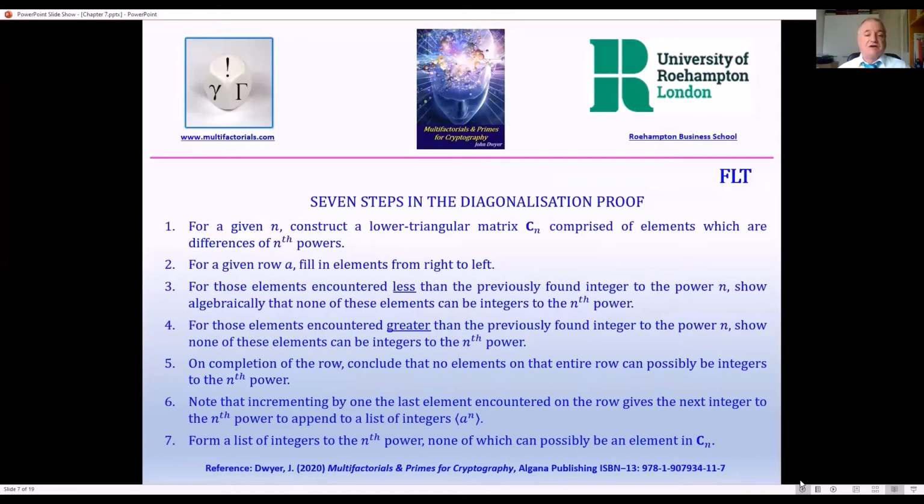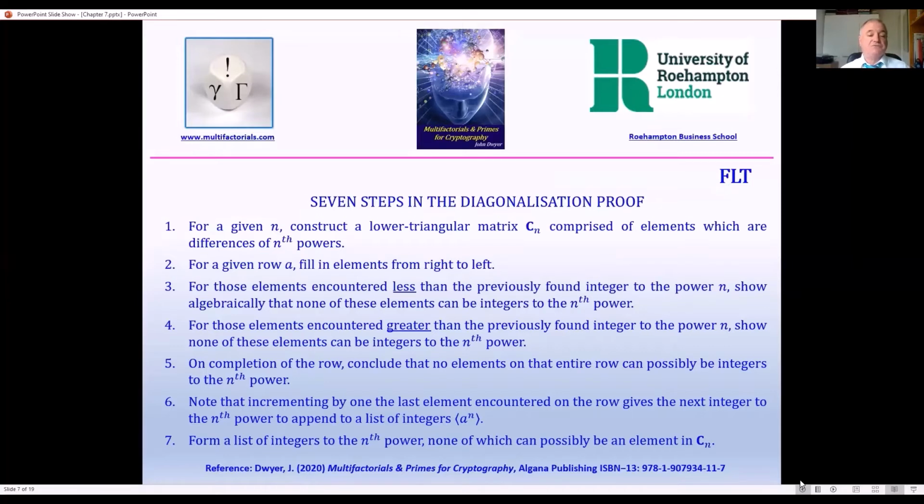7 steps to the matrix diagonalisation proof. First of all, we construct, for a given n, a lower triangular matrix Cn, and all of the elements are differences of nth powers of numbers. For a given row a, we fill in the elements from right to left. Now it's important we go right to left. The size of the elements increases all the way to the end of the row.